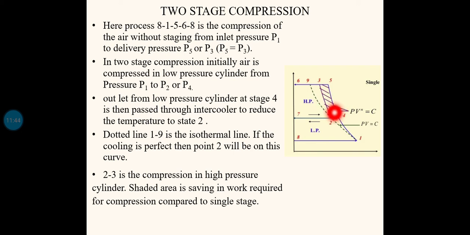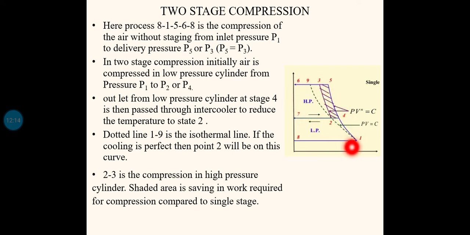So what does it mean is this much, we know that work required is directly proportional to the area under the PV diagram. So work done is area under the PV diagram. If the compression is done in a single stage, the area under the PV diagram is the area under the curve 1, 5, 6, 8, 1. This is the curve 8, 1, 5, 6, 8 if it is done in a single stage compression. So this much area it is coming.